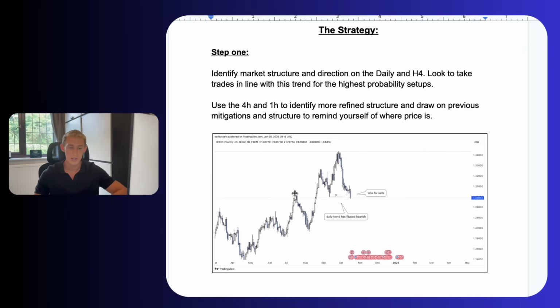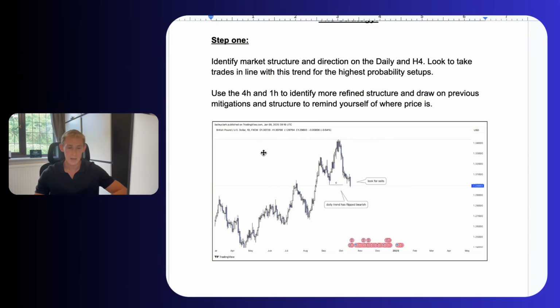So is price printing higher highs and higher lows, or is it in a downtrend printing lower lows and lower highs? This is crucial because we are going to be looking to align ourselves with this trend direction and only take trades in line with this direction, right? So if price is bullish, we're looking to take buys. If price is bearish, we're looking to take sells, right? Fairly simple stuff. So after we have done that, we're then breaking this down to the 1 hour and lower time frames in order to identify any of the more refined structure.